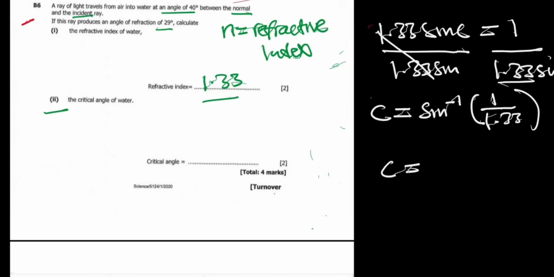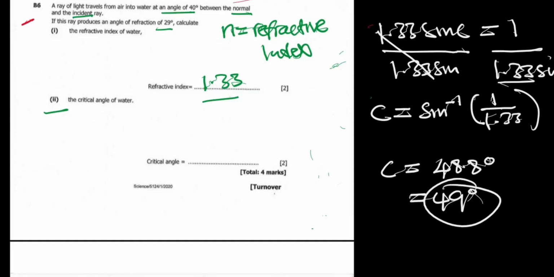So the critical angle, when you do the math here, you're going to get 48.8 degrees, which is essentially just 49 degrees. So this is our critical angle. So the critical angle here must be 49 degrees. So make sure you understand how to find the refractive index using Snell's law, and also finding the critical angle, understanding what the critical angle is, and also understanding what total internal reflection is. These are important concepts that can help you understand these principles.